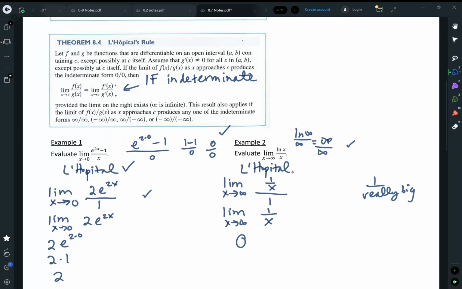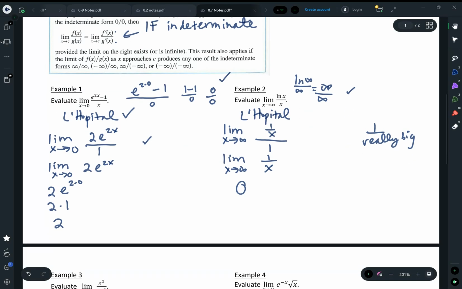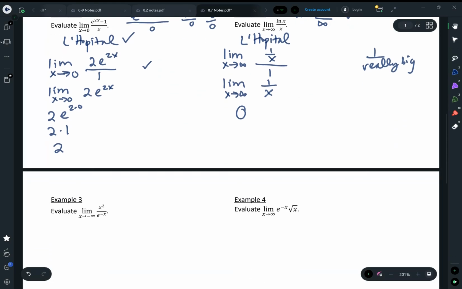Again, L'Hopital's kind of works like magic. We had natural log, which was kind of weird. We didn't have any algebraic steps that we could use. Natural log is a transcendental function, but we were able to find our limit this way with L'Hopital's rule again.